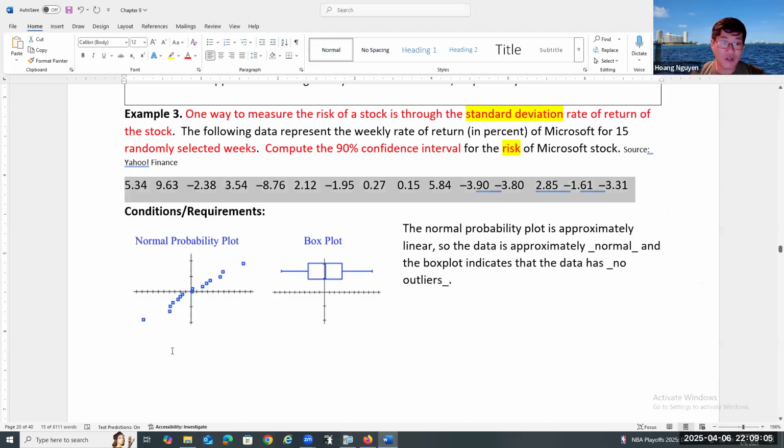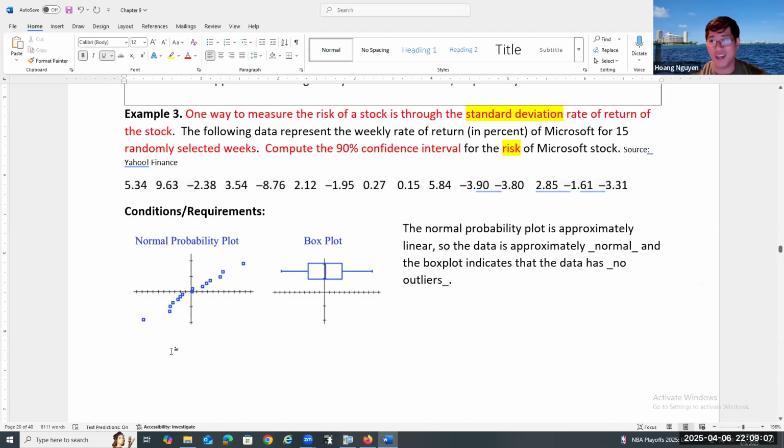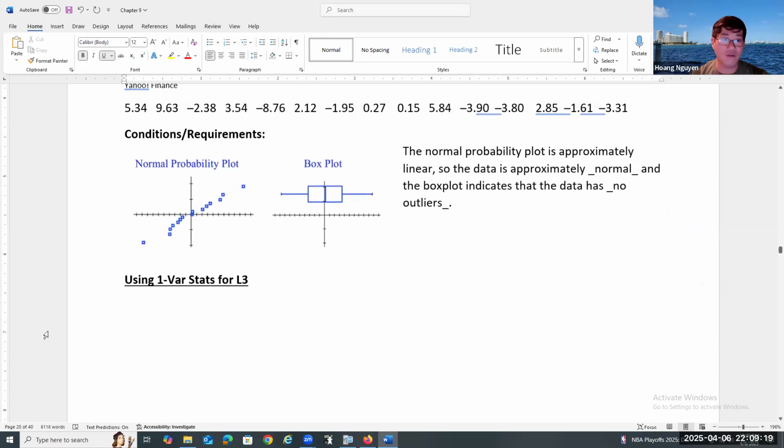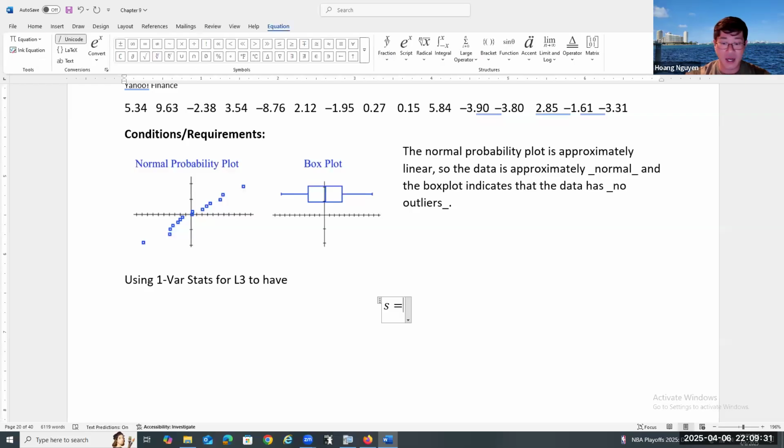Okay, now I'm gonna use 1-Var Stats to get the answer for the standard deviation. I'm using 1-Var Stats for my list number 3, because that's where I have the data. Whichever list you have the data in, you can specify that. We're gonna use 1-Var Stats for list number 3 to get the sample standard deviation. And then we also need to know the sample size n, which is equal to 15.